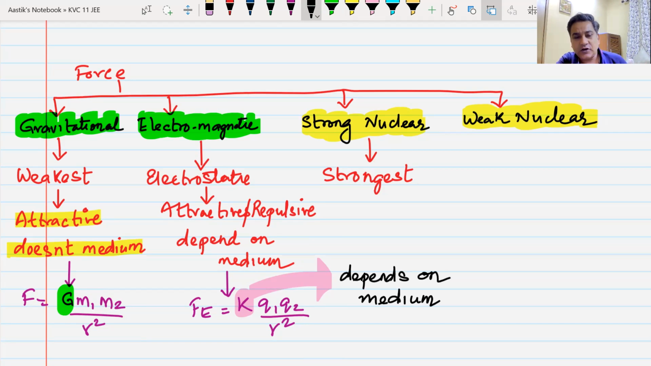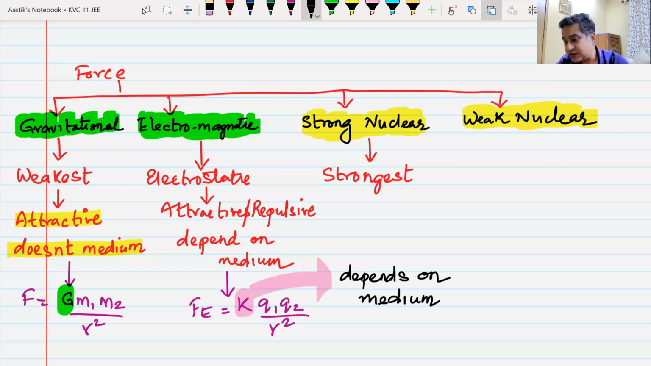Gravitational force between two blocks, two masses, two bodies, whether you keep them in water, in air, in space, in hydrogen, on the sun, or anywhere in the universe, will remain the same. Electrostatic forces will not. It depends on the medium. If you put them in water, electrostatic force will be different. If you put them in air, electrostatic force will be different.